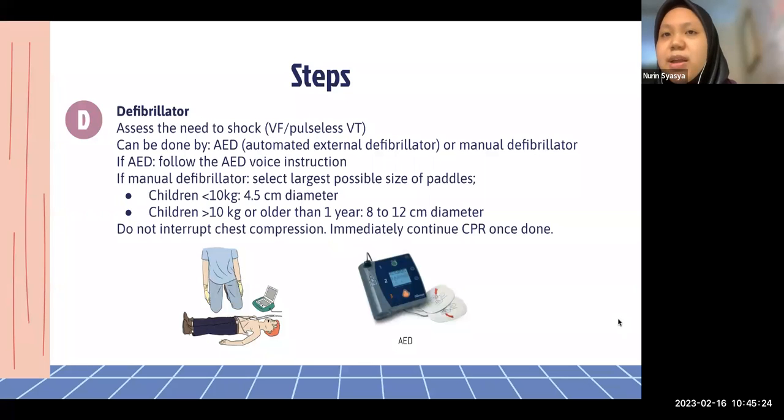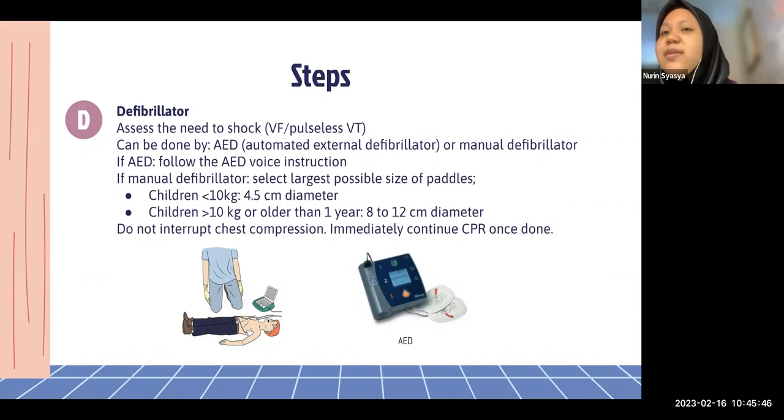Okay, the last one is D, which stands for defibrillator. If there is an ECG around, you may also assess the need to shock, in which the shockable rhythm is ventricular fibrillation or pulseless VT, right? And then it can be done via 2 methods, either AED, automated external defibrillator, or manual defibrillator.